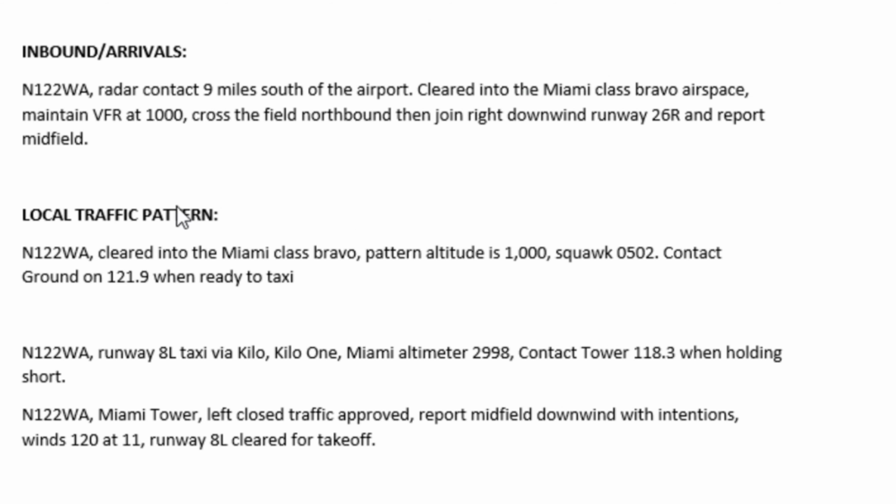Now for the local traffic pattern, that's easy too. This first part here is with the clearance. The second part here is with the ground, and the third part is with the tower. The pilot would ask to join the traffic pattern, to do a local traffic pattern, or whatever. And the ATC says, okay, November 122 Whiskey Alpha, cleared into the Miami class Bravo pattern, altitude is 1000, squawk, contact ground when you are ready to taxi.